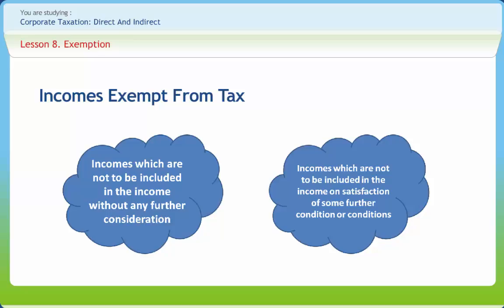The incomes enumerated below are exempt from tax subject to fulfillment of certain conditions. They are any interest received by a non-resident from specified securities or bonds, and any income received as premium on redemption of such bonds.